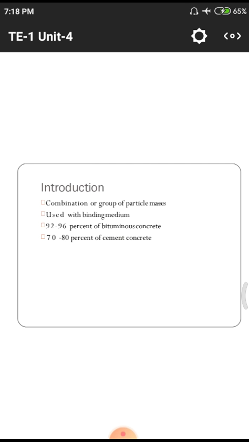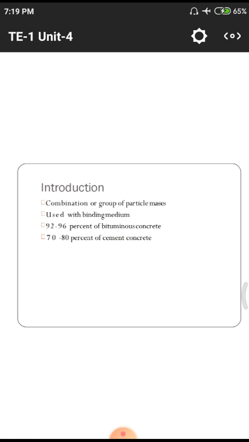After that, uses with binding medium. That means binding means normally different kinds of binders. For rigid pavements, we are using cement as a binder. Next one, we have flexible pavements. We are using tar as the binder. So we have to observe what binding material we need to use.